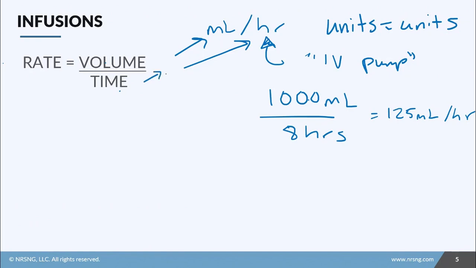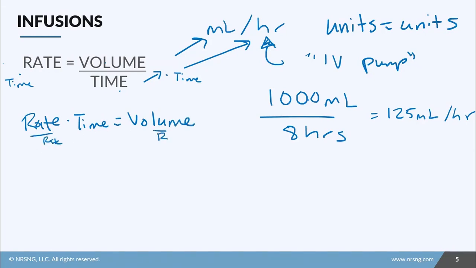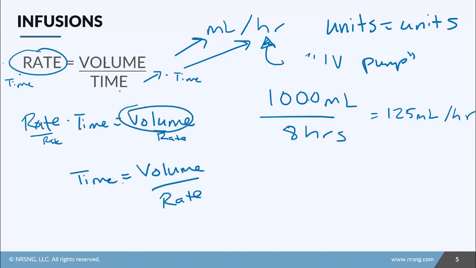If we multiply by time on both sides, what we see is that rate times time equals volume. Then if we wanted to solve for time, we could just divide by rate, and we would have time equals volume over rate. So you can see here that you can solve for rate, you can solve for volume, and you can solve for time all in one formula. So remember the magic formula, rate equals volume over time.